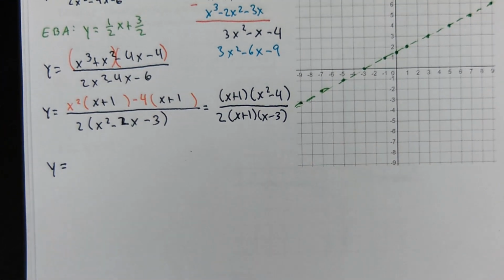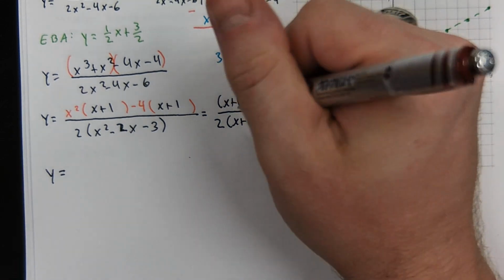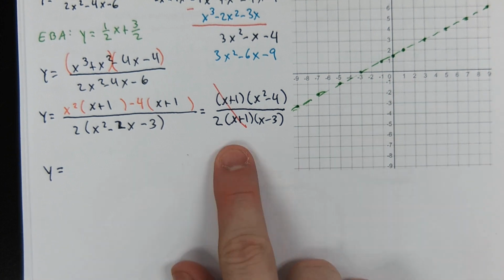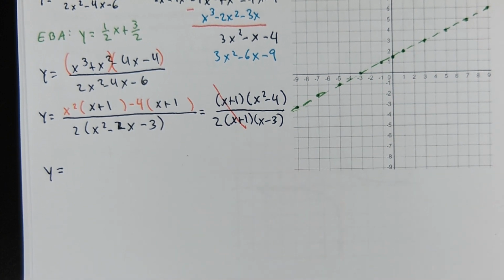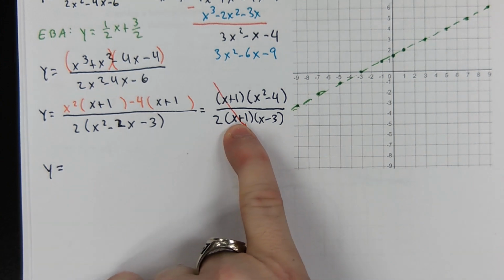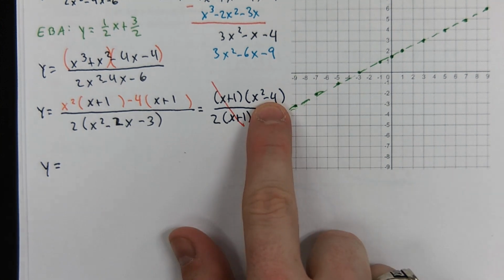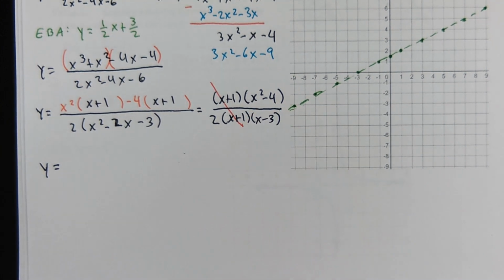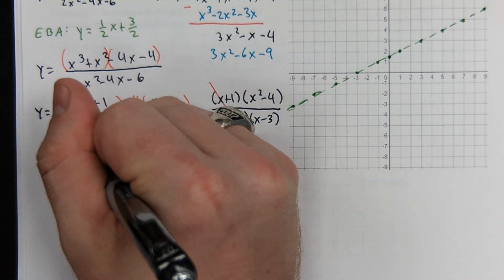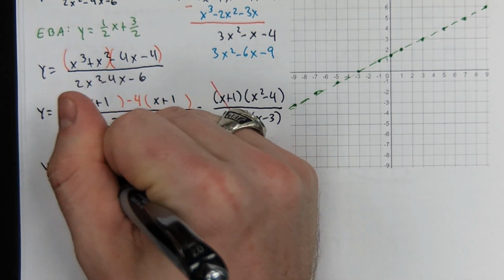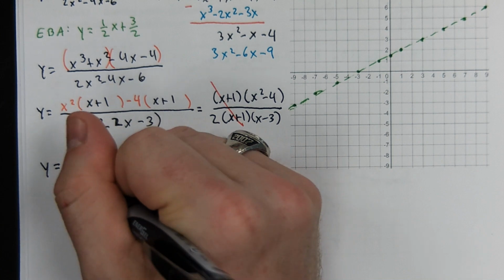Oh, wait a minute. The x plus 1's cancel. That just put a hole in my graph. I'm going to have a deleted point at the x value that makes that equal 0, a removable discontinuity. But I can factor this. It gets me x plus 2, x minus 2, because it is a difference of 2 squares. And in the bottom, I have a 2 and an x minus 3 still.